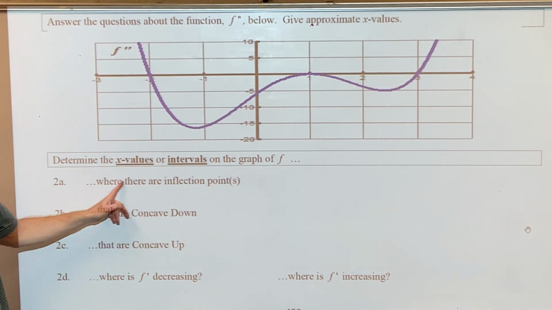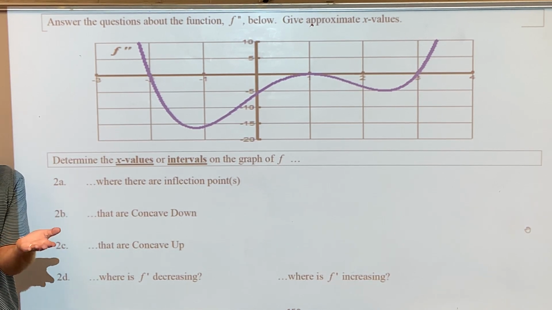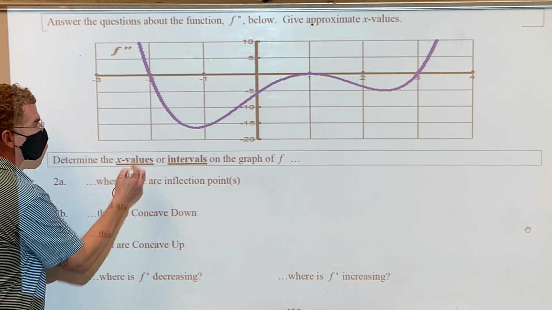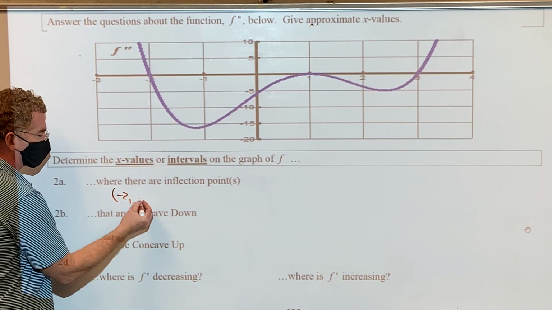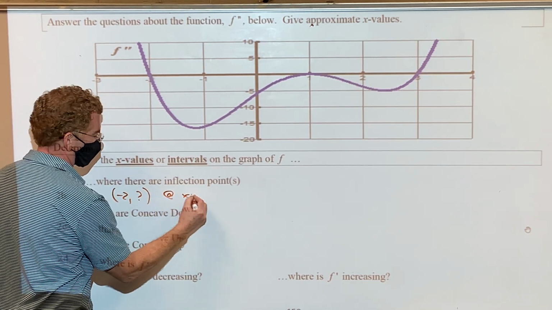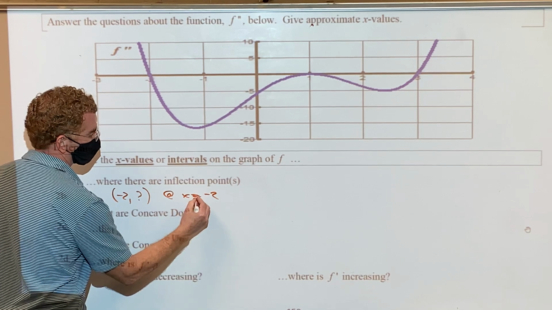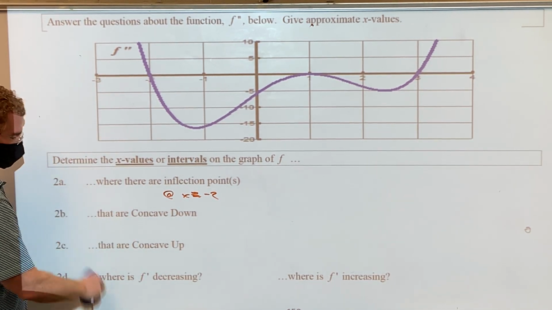So you definitely have, it says where, I can't find the y value. Remember, inflection points are points, aren't they? So I would love to be able to say, hey, at -2, comma, plug the -2 back in the function and get the y value, but I won't be able to do that. So where, I would say at x equals -2. But normally I would say, what are they? But I can't figure that out from this.